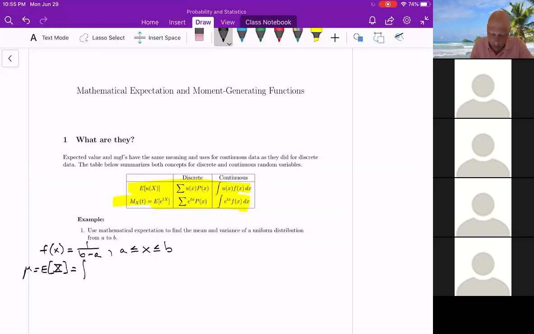And because uniform is continuous, this is going to be the integral of x times f of x, which is 1 over b minus a. And this is over the full support of a to b, so those are your bounds of integration. 1 over b minus a is constant with respect to x, so this integral is the same as 1 over b minus a times the integral of x dx, going from a to b.